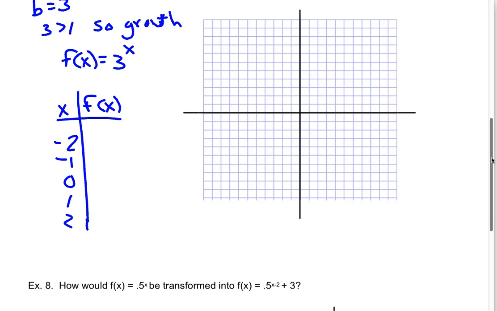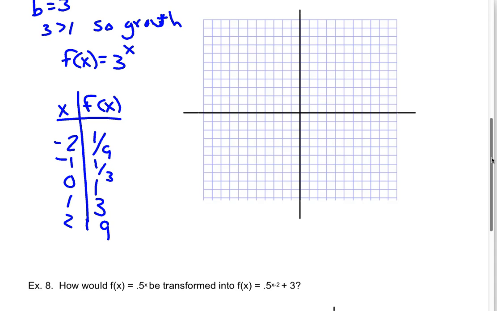Find the f of x's or the y's. So if I plug in 2, that's 3 squared, which is 9. If I plug in 1, 3 to the first is 3. 3 to the 0 is 1. 3 to the -1, that's why we need to learn chapter 6 stuff, is 1/3. And 3 to the -2 is 1/9.